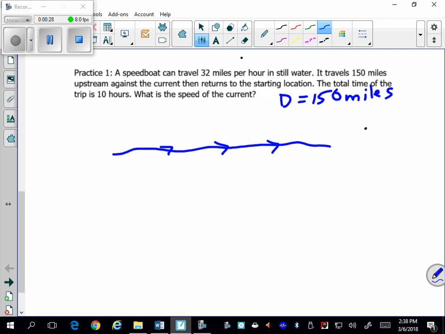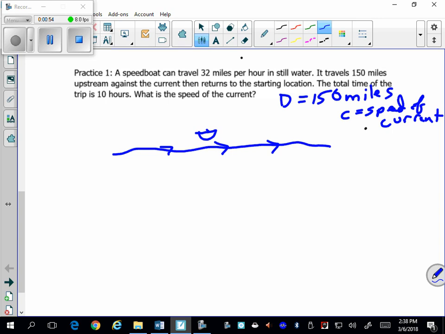And the total time of the trip is 10 hours. And what is the speed of the current? So C is going to stand for speed of the current, and D is the distance.